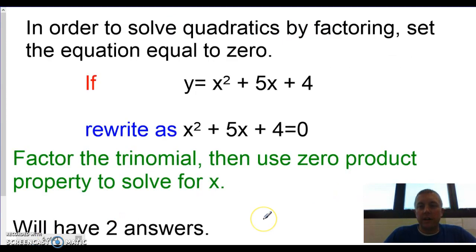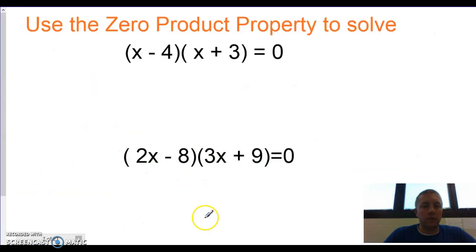Okay, in order to solve quadratics by factoring, if it's not already set equal to 0, set it equal to 0. If you start out with y equals your trinomial, just rewrite it as that same trinomial equals 0. We're going to factor the trinomial and then use the zero product property to solve for x. We will have 2 answers. Okay, in this case, each one's factored for us. So you're just going to take each factor, set them equal to 0, and solve for x on each.